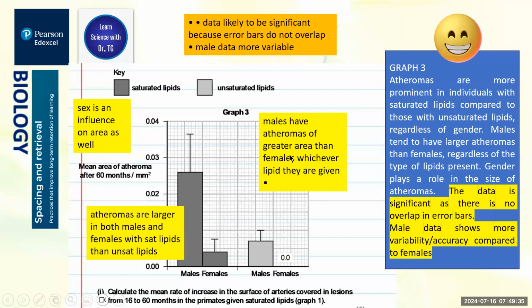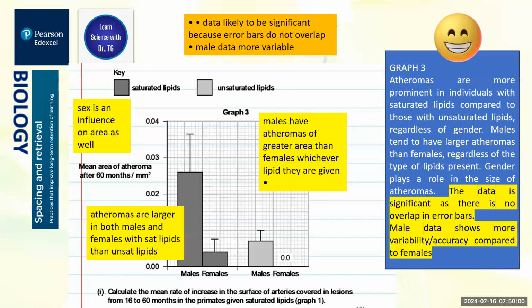Males have atheroma of greater area than the female, whichever lipid they are given. So males, even with saturated or unsaturated, compared to the female, they have a higher area. So the statistical part here: data likely to be significant because of error bars, mean values, and the error bars overlapping, which we can check.